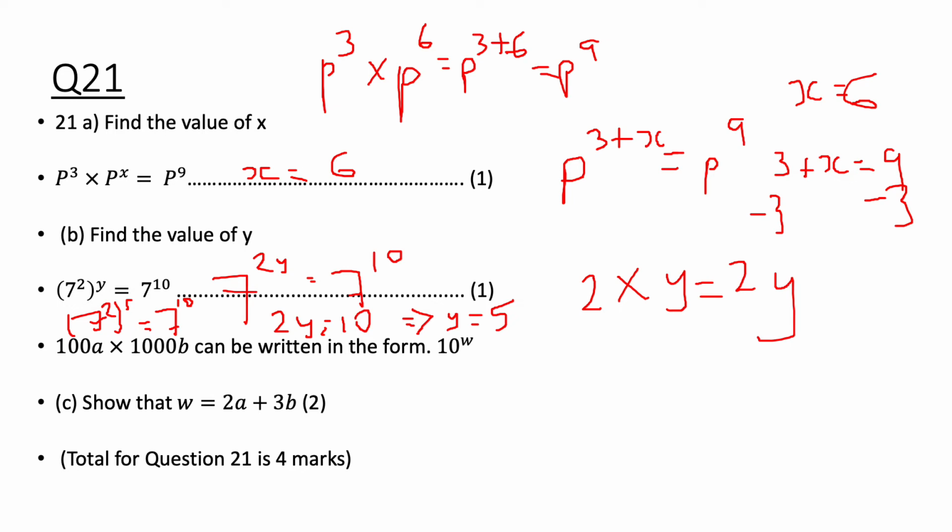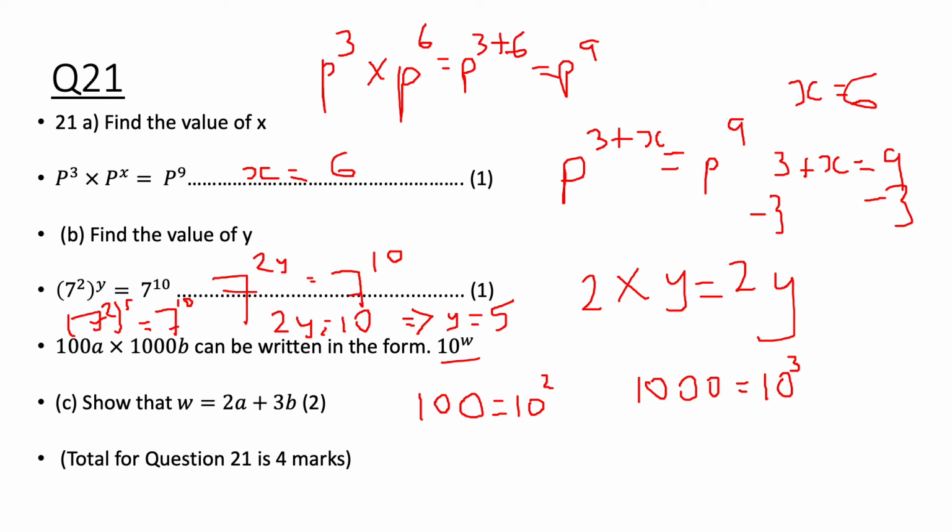Right, part C, 100 to the power of a times 1000 to the power of b can be written in the form of 10 to the w. Show that w equals 2a plus 3b. So it's a 2-mark question. Now, we know that 100 is written as 10 squared. Okay, so 100 is 10 times 10, which is written as 10 squared. And 1000 is written as 10 to the power of 3, or 10 cubed. Okay, because 10 times 10 times 10 is 1000, and 10 times 10 is 100.